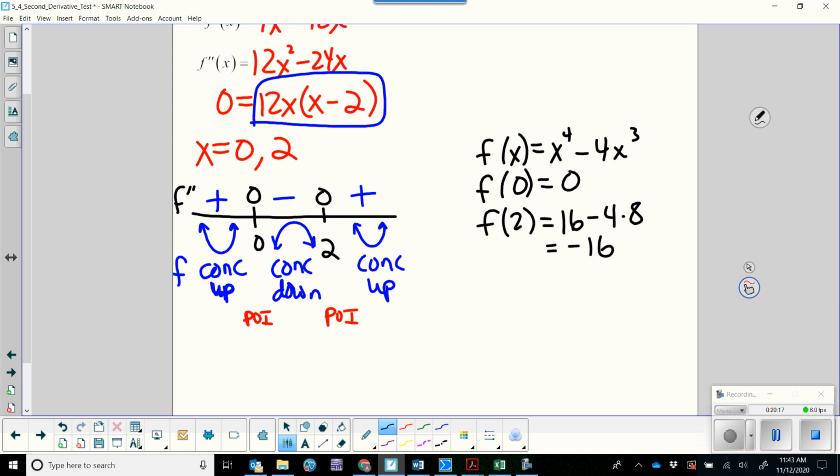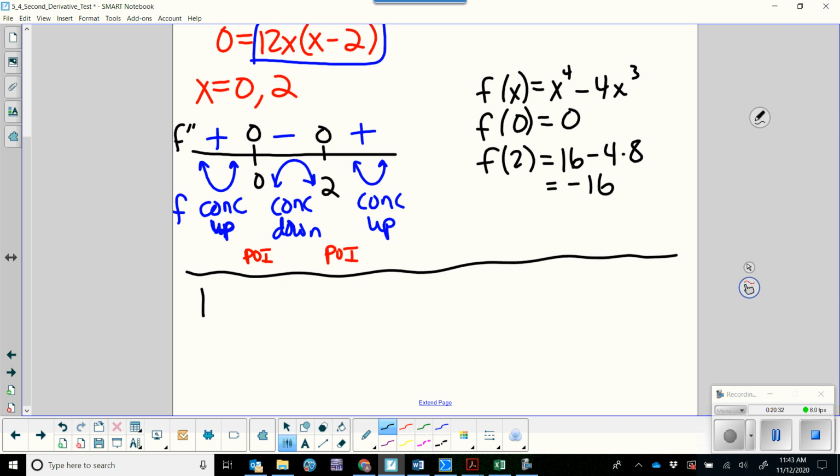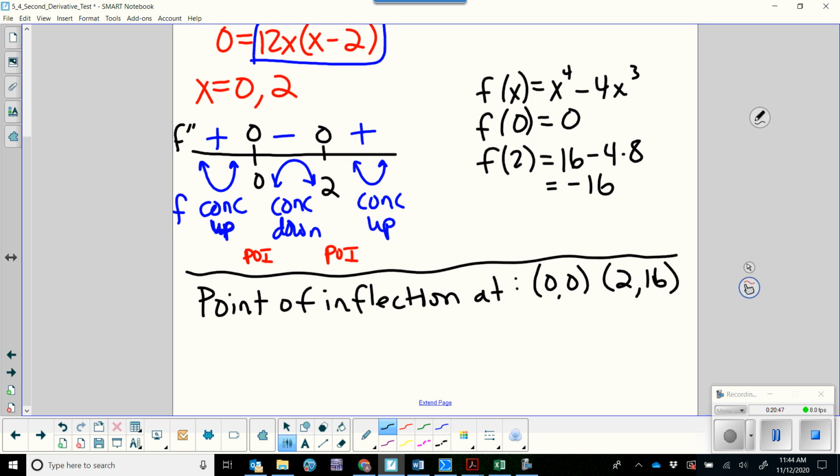Okay, so my points of inflection are the point (0, 0) and the point (2, -16). And that is the difference in how we answer them, because they are called points of inflection. So in answering the question, points of inflection at (0, 0) and (2, -16). You could also write them this way: f of 0 equals 0 and f of 2 equals -16. It doesn't matter which way you write them, just give points or give that.